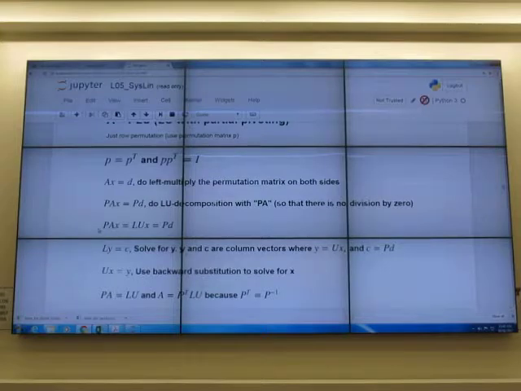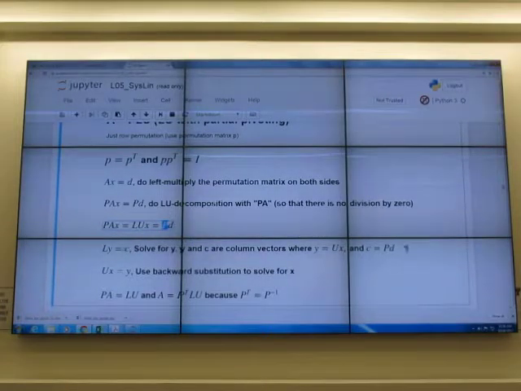So I have PA x equal to LU x equal to P D. So when we switch the left side, we also have to switch the right side. You remember in the Gaussian elimination, you switch both sides of the equation, right? So this time, we multiply P on both sides. So we multiply P with AX and P with D.